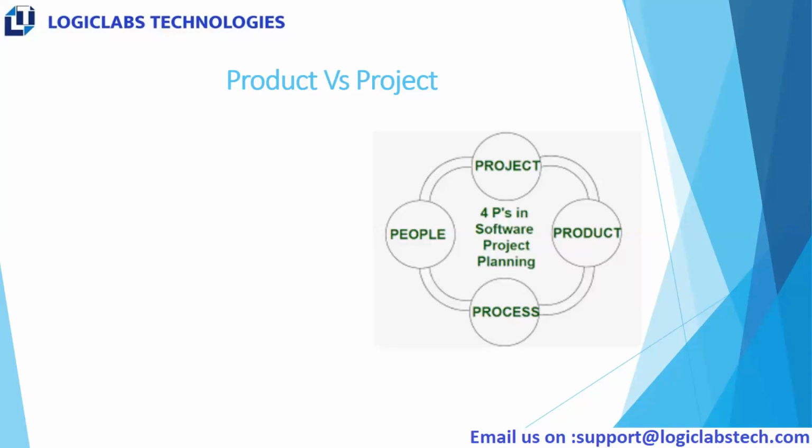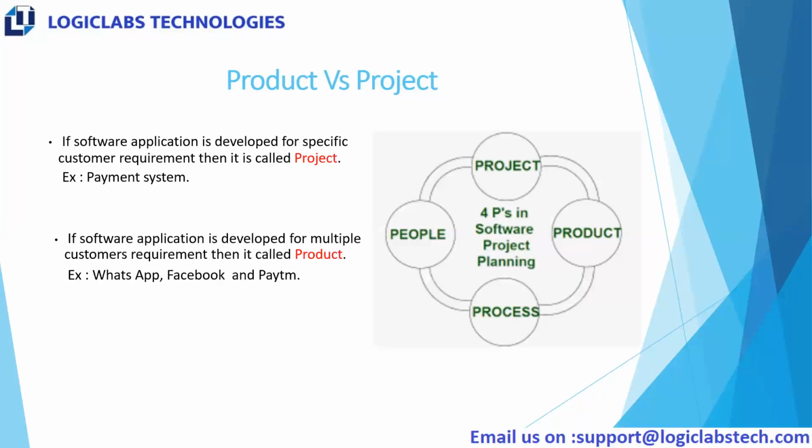The second, service-based companies, right? They will work on a certain project until it is completed, from initial requirement gathering to completion of the complete project, which we call a project. So when we see the actual definition, what is a project? If a software application is developed for a specific customer requirement, then it is called a project. What is an example? A payment system.